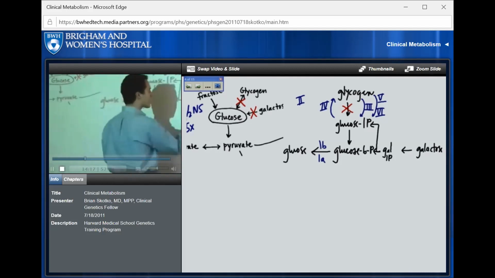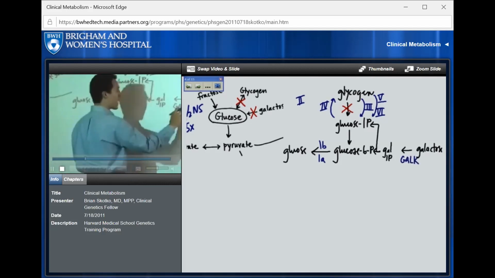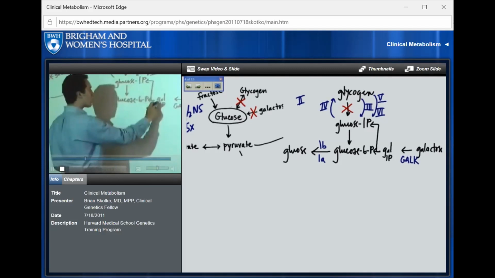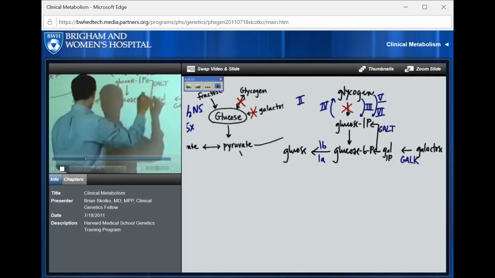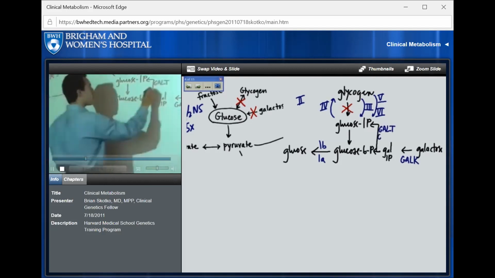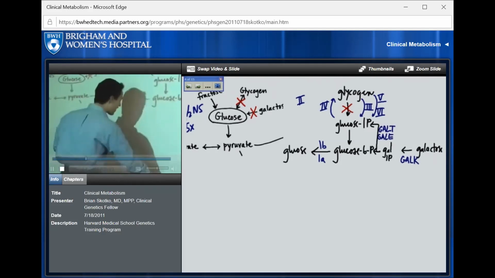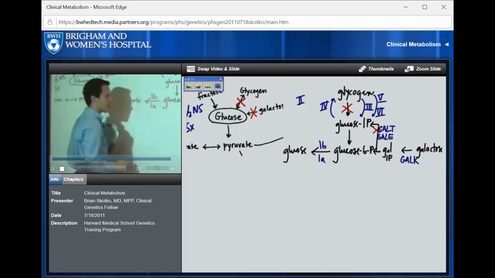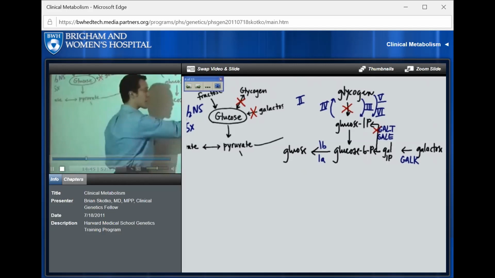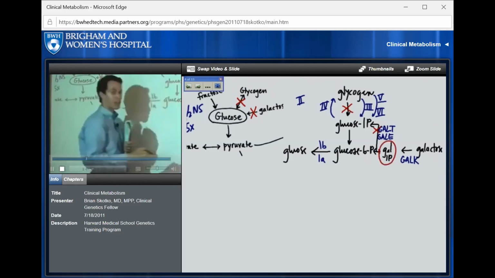So from galactose to galactose 1P, you have GALK, which stands for galactokinase. And from galactose 1P to glucose 1P, this arrow right here, you have GALT, which is galactose transferase, and then you also have GALE, which is galactose epimerase. And the one classic galactosemia, if we were to talk about it, would have the X right there. And so if we have the X right there, we can get galactose to galactose 1P, but we can't get galactose 1P to glucose 1P. So we're going to have a buildup of galactose 1P.